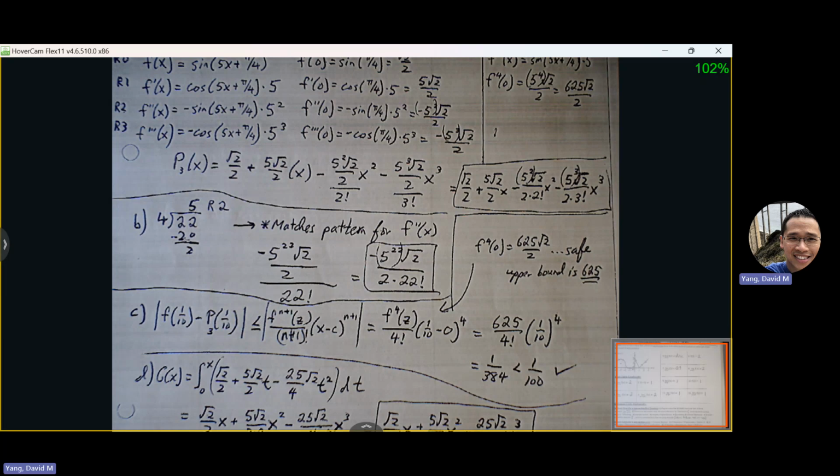So 625 over 4 factorial times 1/10 to the fourth. That ends up being less than 1 over 100. You probably don't want to multiply all that out by hand without a calculator. Just trust that this is your answer and say that this is less than 1 over 100.